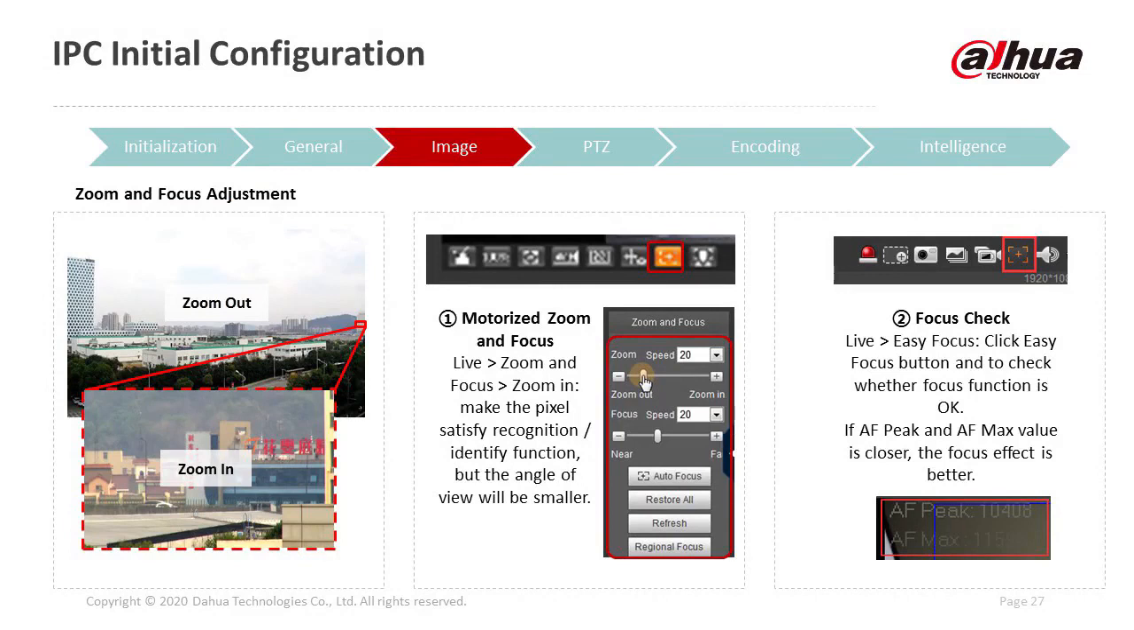On the LiveView interface, we can scroll the mouse to zoom in or out. For motorized camera models, we can adjust optical zoom and focus at the bottom left of the LiveView interface. We can take focus check via the Easy Focus button on the right corner of the LiveView interface.